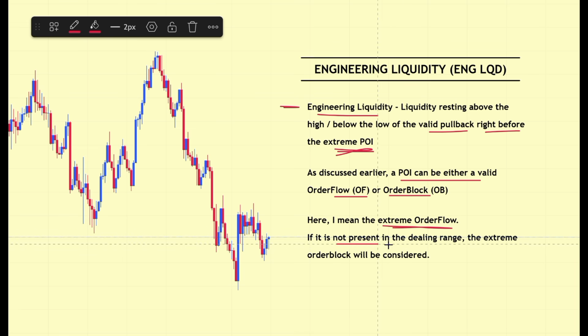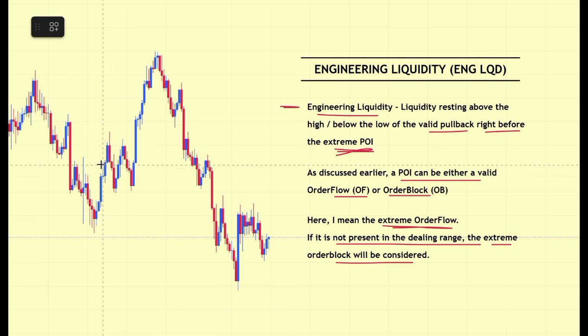However, if it is not present in the dealing range, since in some dealing ranges the order flows are mitigated, then we'll be using the extreme order block, or the extreme order block will now be considered. Okay, so with that said, let's solidify things on this chart here.